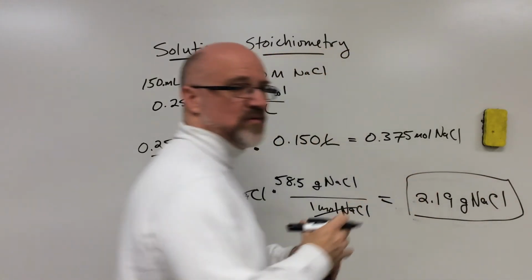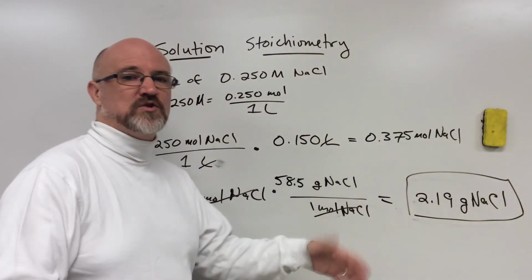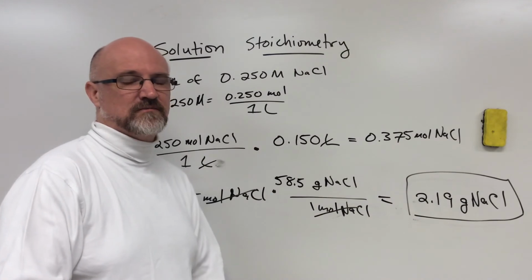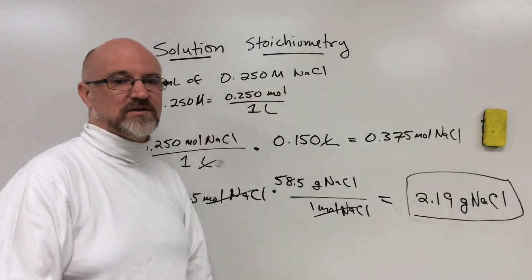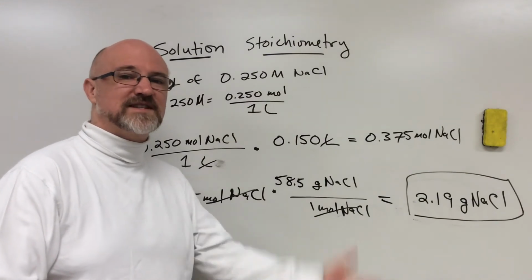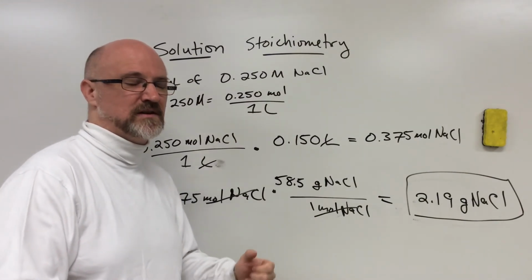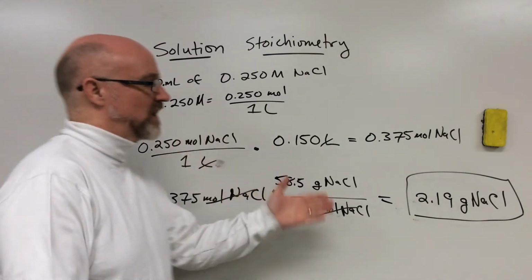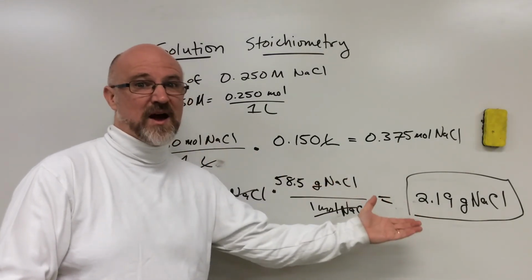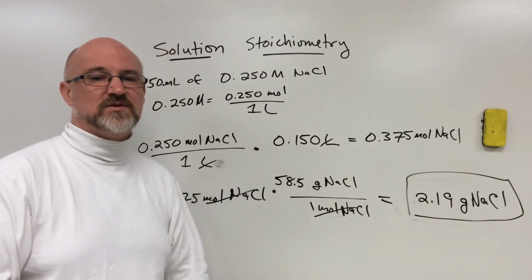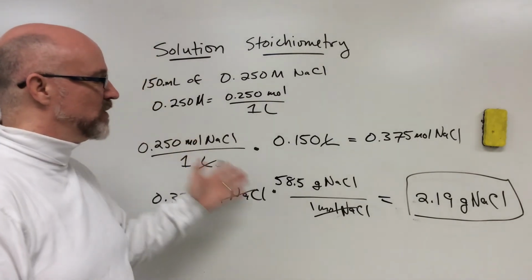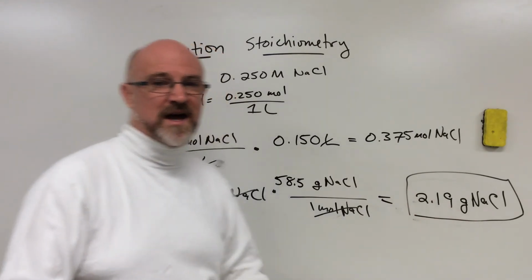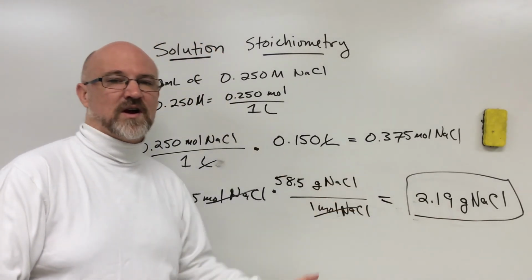So if the question were, how would you make up a solution of a given volume and a given concentration, if it's a solid to begin with, then you need to figure out how many grams you need to weigh out to dissolve into that solution. So for this example, I would weigh out 2.19 grams of sodium chloride.